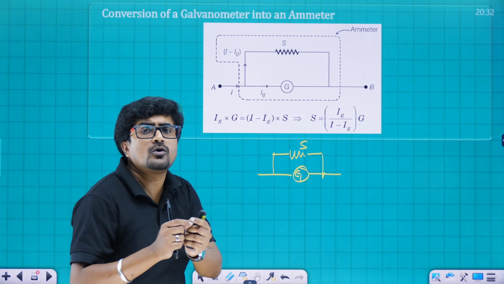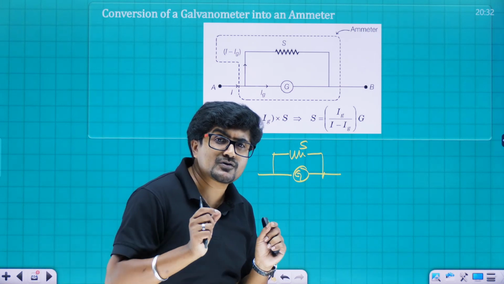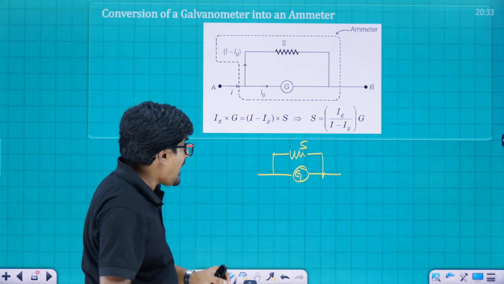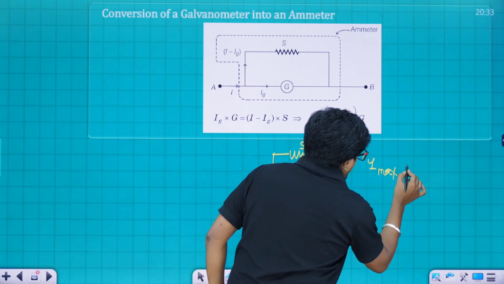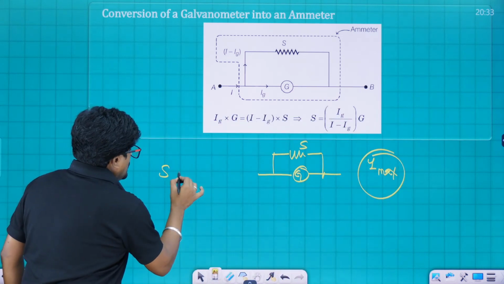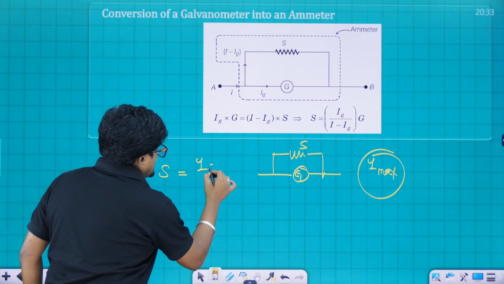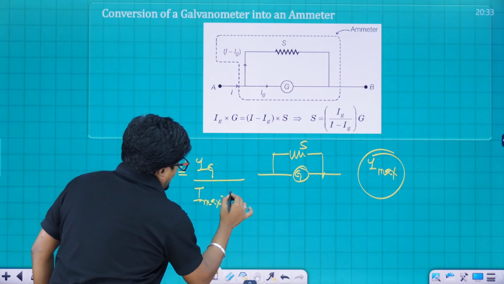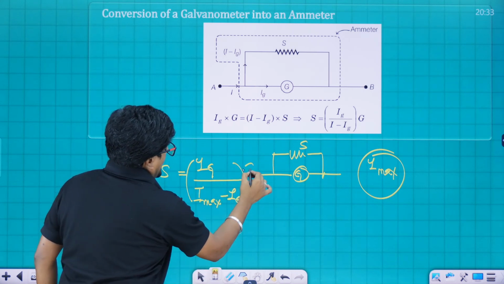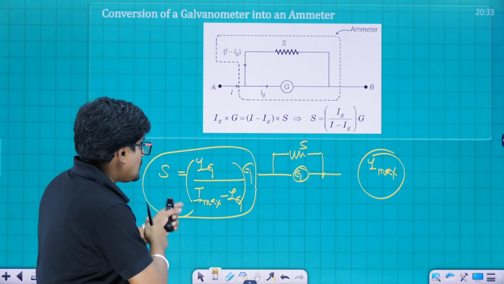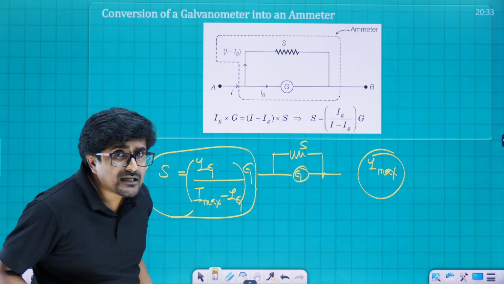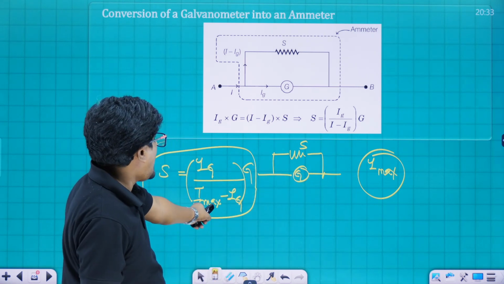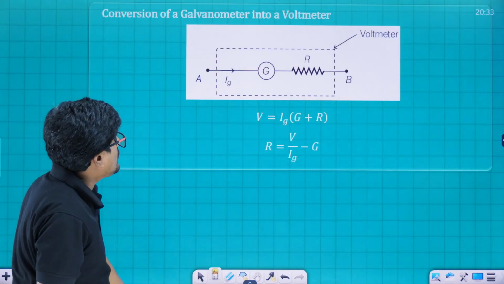What value of small resistance needs to be connected parallel to the galvanometer so that this design can measure a current up to I max? The value of S is going to be I suffix G, that is the maximum deflection current of the galvanometer, all divided by I max minus I suffix G, into capital G. So this is the value of small resistance that we connect parallel to the galvanometer so that I can convert a galvanometer of resistance capital G to an ammeter that can measure a maximum current up to I max.